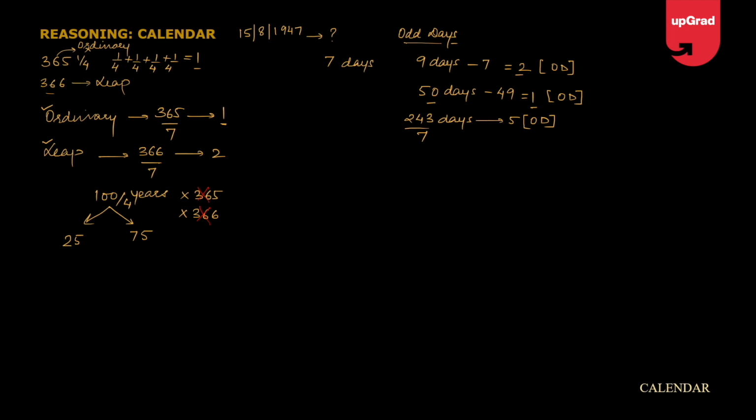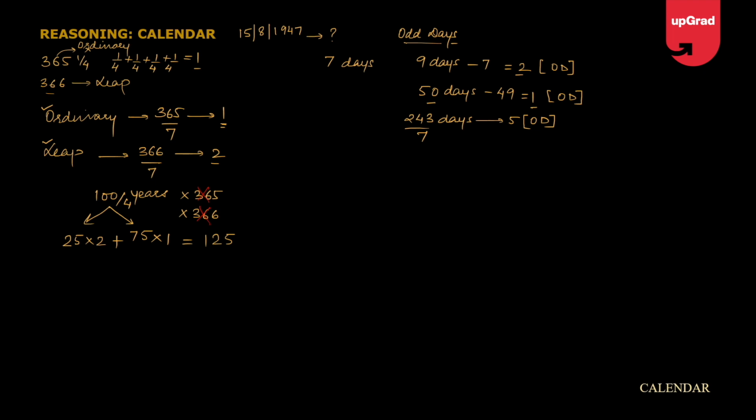And now I know that every leap year has two odd days. So I can multiply 25 by 2. And every ordinary year has one odd day. So I can multiply 75 by 1. And then I do a total of it, which comes out to be 125 odd days. So far it should be clear. Now 125 odd days. Can you believe that there would be odd days more than 7?